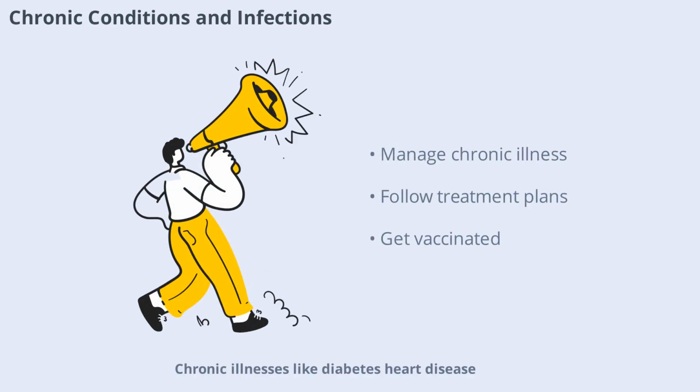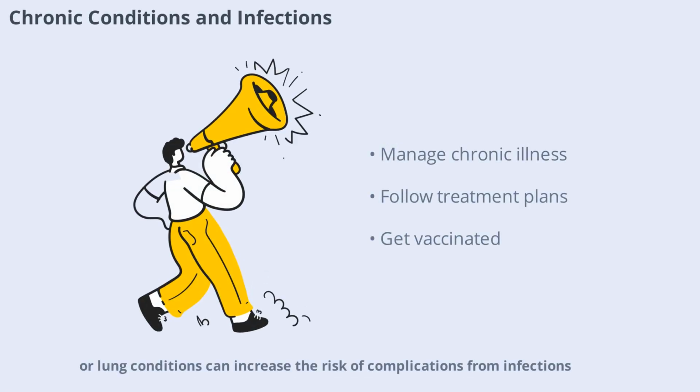Chronic illnesses like diabetes, heart disease, or lung conditions can increase the risk of complications from infections. Manage your chronic conditions well, follow your treatment plan, and get recommended vaccines. If you develop symptoms of infection, contact your healthcare provider promptly.